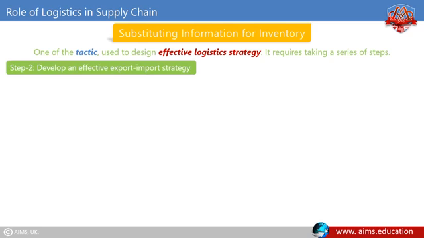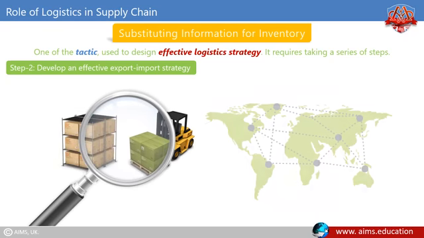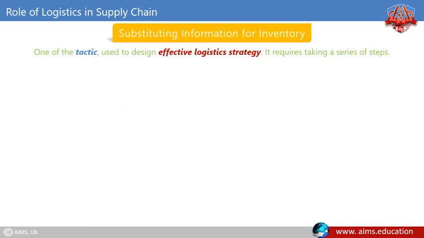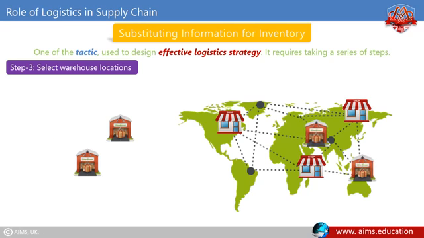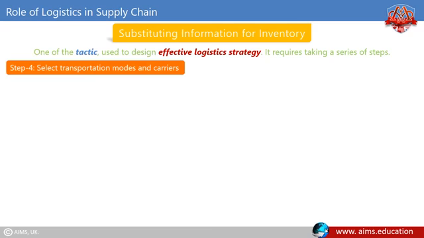Step 2. Develop an effective export-import strategy. Determine the volume of freight and units that are imports and exports, and decide where to place inventory for strategic advantage. Step 3. Select warehouse locations. Determine the number of warehouses, calculate optimal distance from markets, and establish the most effective placement of warehouses around the world.